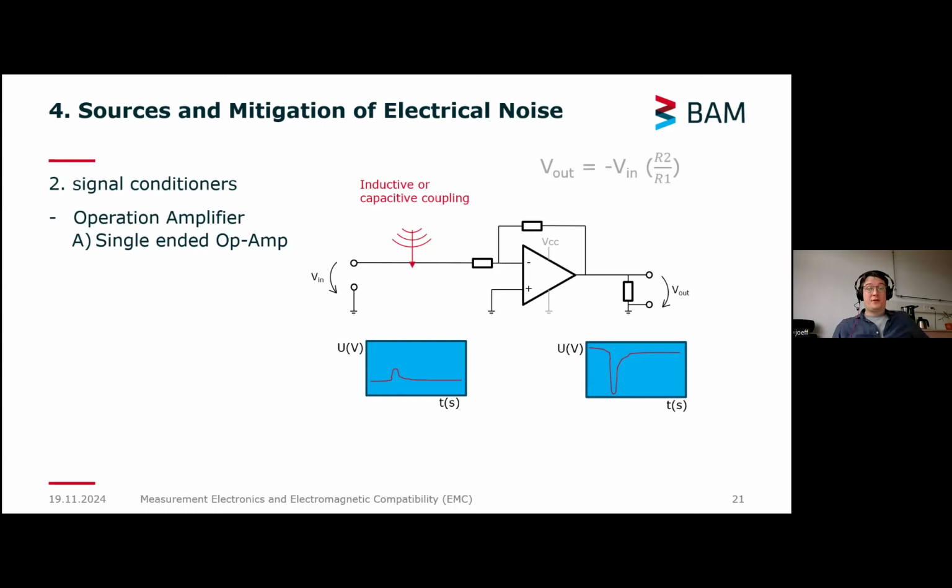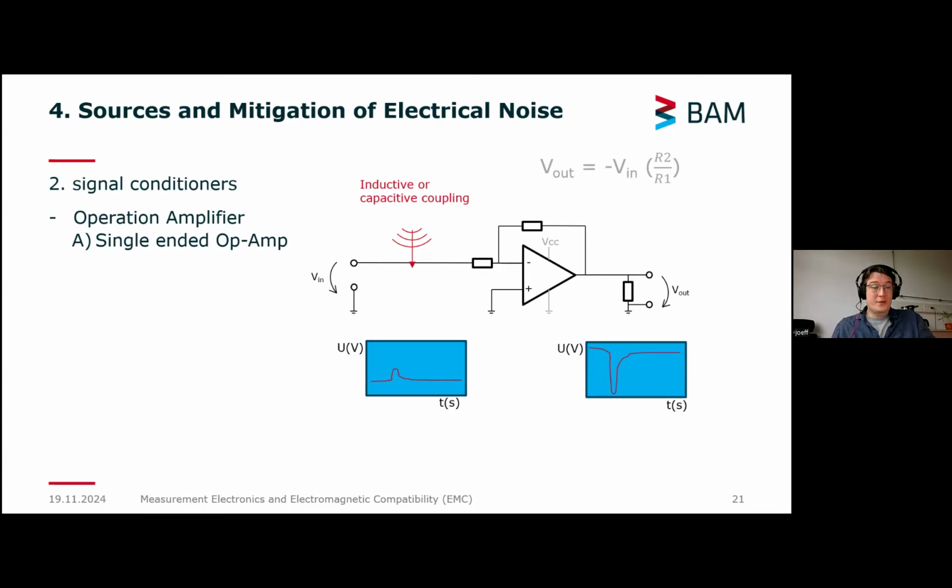So if we have some coupling effects on our signal lines before the signal conditioner, the noise will get amplified too. This is the worst case you could have. We have here an inverted operational amplifier with a gain factor of X. I didn't write any numbers here. You can see the coupling in the middle, and the amplified signal or coupled noise. It's not really noise, but a peak. It will get amplified too.